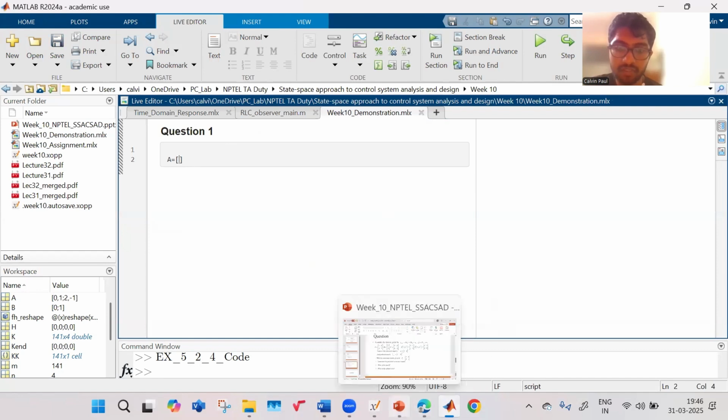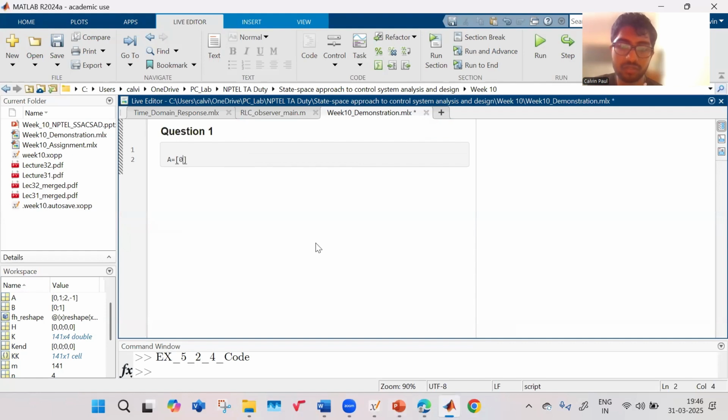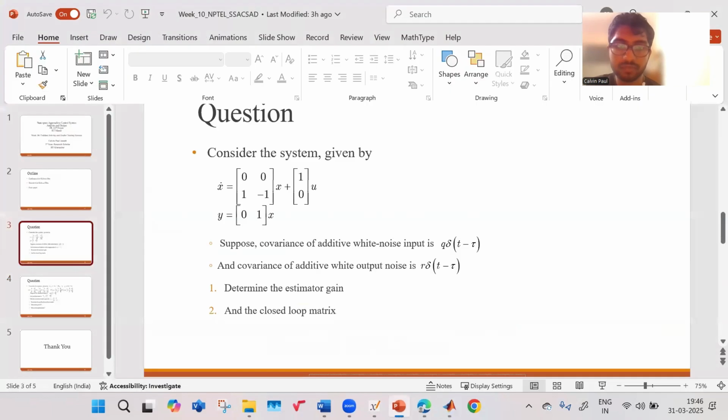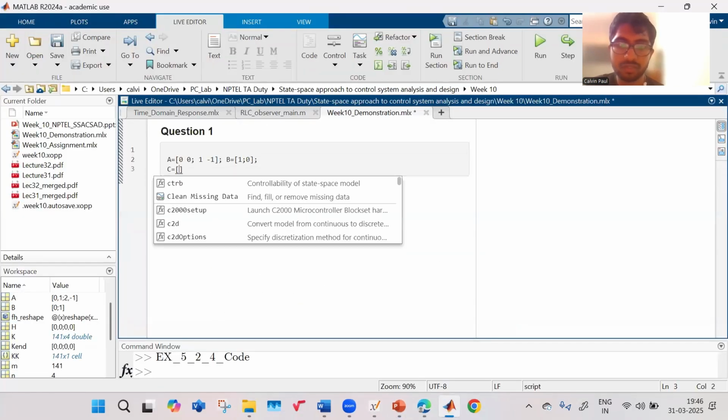So what is the A matrix which we consider? 0, 0, 1, minus 1, 0, 0, 1, minus 1. B is 1, 0. C is.